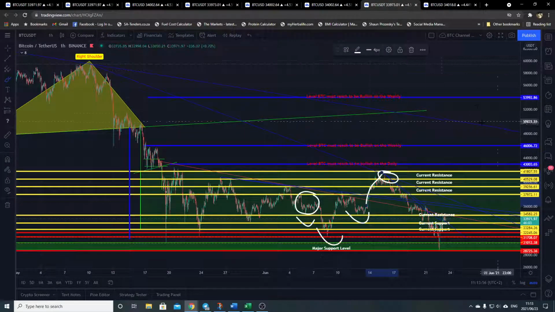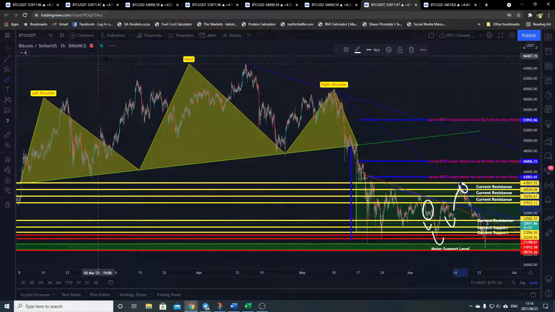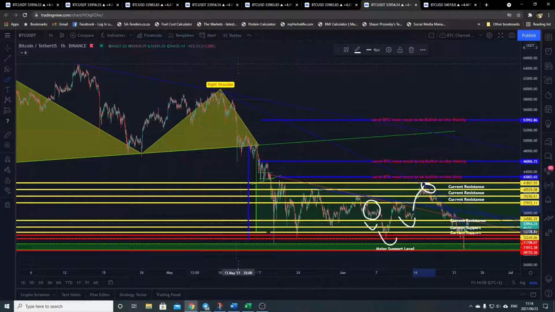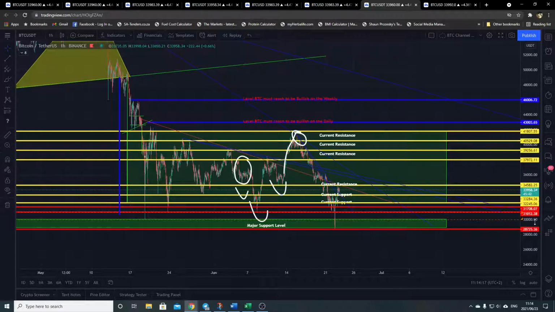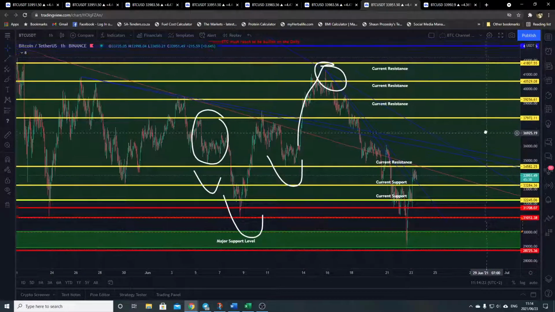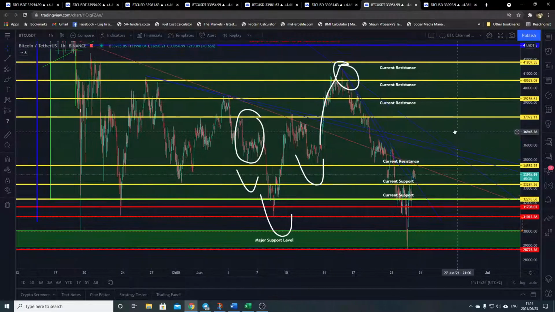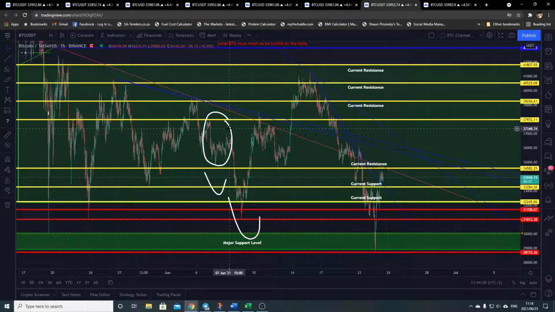Okay, now we're just going to go into the BTC channel at the moment. We came out of the head and shoulders, which was the bearish divergence on the RSI as well. We reached the target down here, and now we are floating around in a channel. Let me move all of this for you.